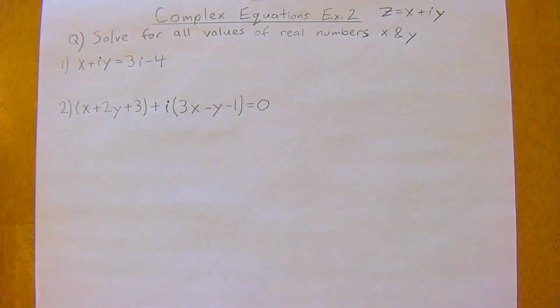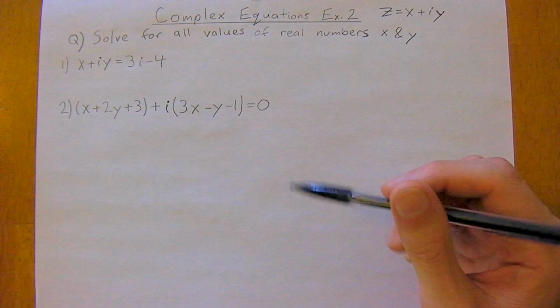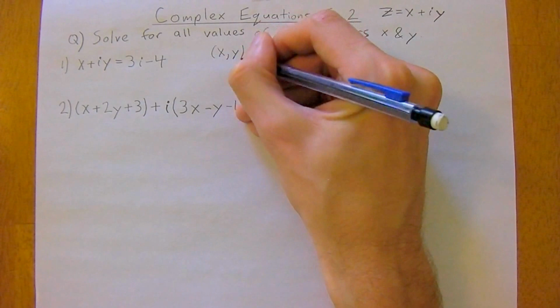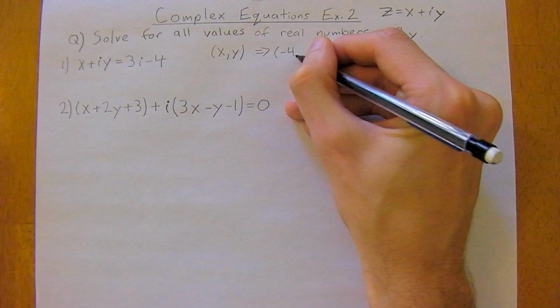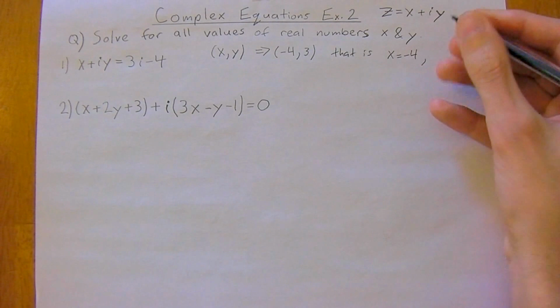Okay, I've got a few more examples for you here where we're going to solve for all values of real numbers x and y in these two examples. So, in the first one, the equation x plus iy equals 3 minus 4i. Well, this really means the point (x, y) is the point (-4, 3). And that is to say that x equals negative 4 and y equals 3.